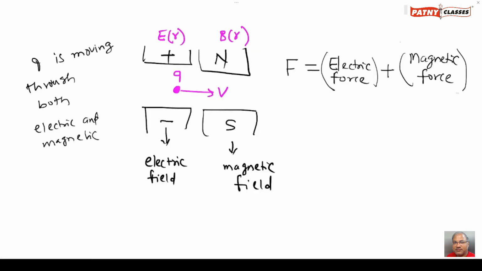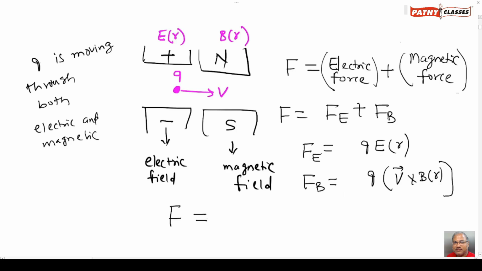Now in the third case, we assume that the charge Q is moving through both electric and magnetic field. So there is a force due to electric field, and there is a force due to magnetic field. Therefore, the total force acting on the charge is nothing but the addition of electric force plus magnetic force. As we already discussed, the electrical force is given by Q multiplied by E of R, and magnetic force is given by Q multiplied by V cross BR.